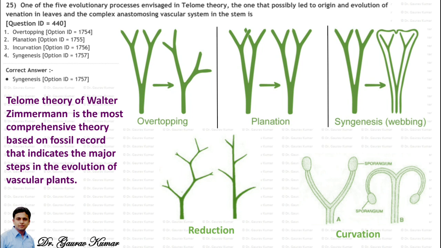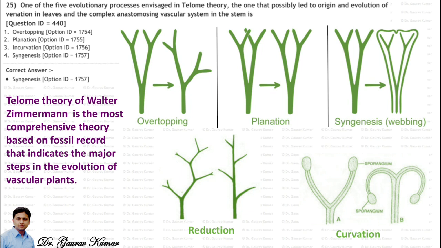Next one is planation. You can see here in the figure. The process of planation caused the telomes and mesomes of the truss to shift from a 3-dimensional pattern to a single plane, like a cruciate dichotomy to a fan-shaped dichotomy. The process of infilling with photosynthetic and other tissues between the planated branches is called webbing, which has led to the evolution of flattened leaf-like structure with a dichotomously veined lamina. This you can see on the right hand side with the syngenous webbing.